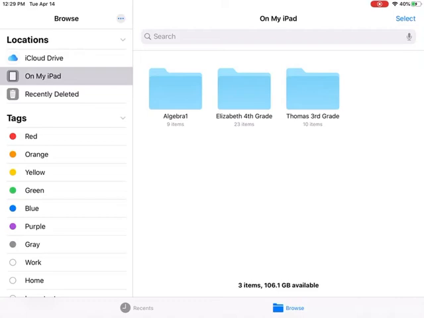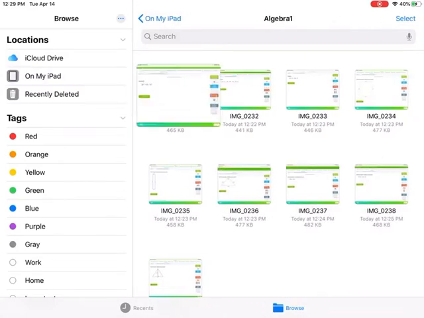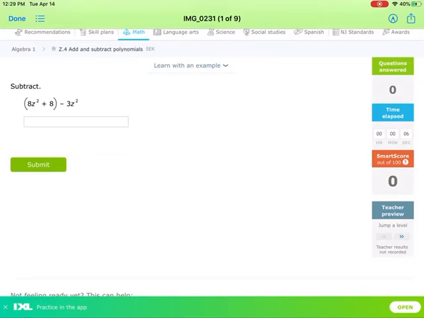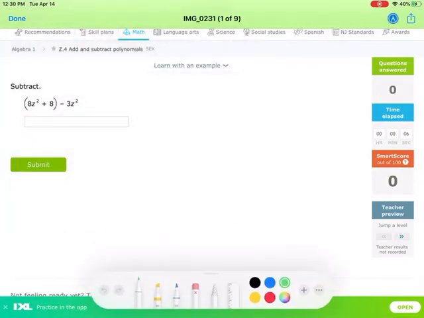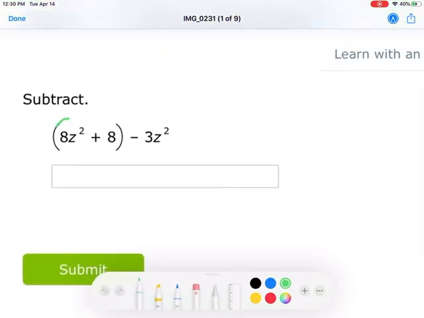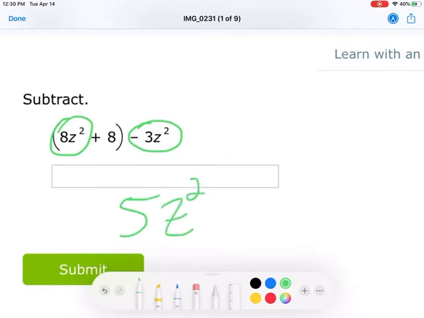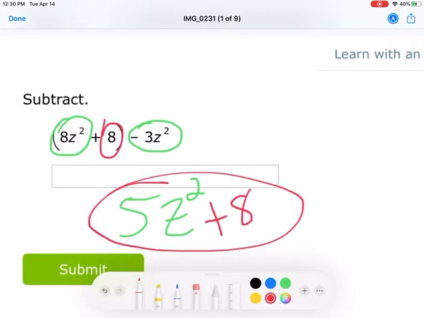On my iPad, Algebra 1, clicked it, and here we are. Z4. All right, so we're just subtracting here. We're just going to subtract like terms. So you can see that your only like terms are this one and this one. Think of it as 8 apples, take away 3 apples, that gives you 5 apples. So 5z squared. And then the 8 is the only thing that's left, so it's just plus 8. That would be your answer, 5z squared plus 8.